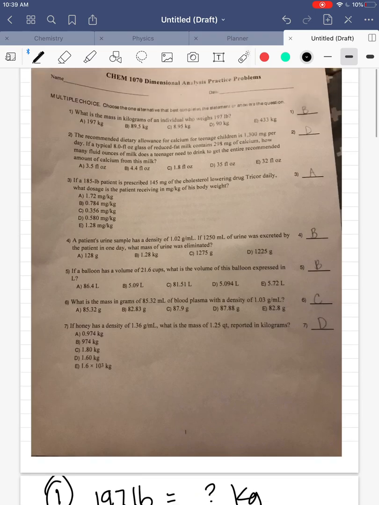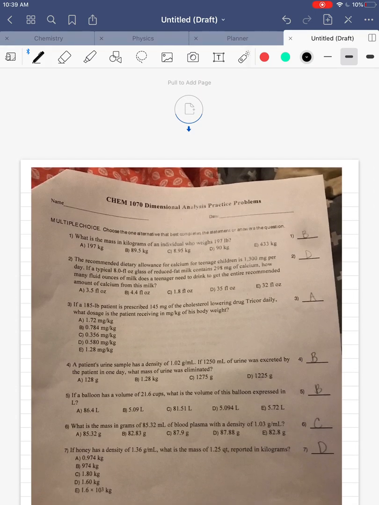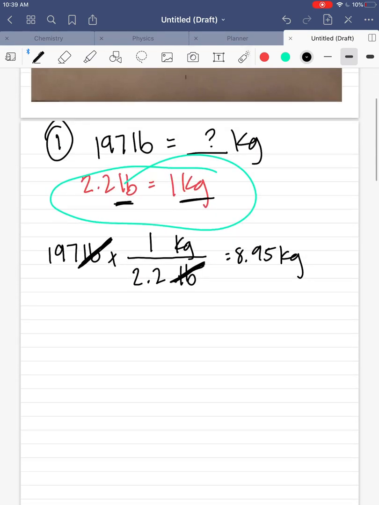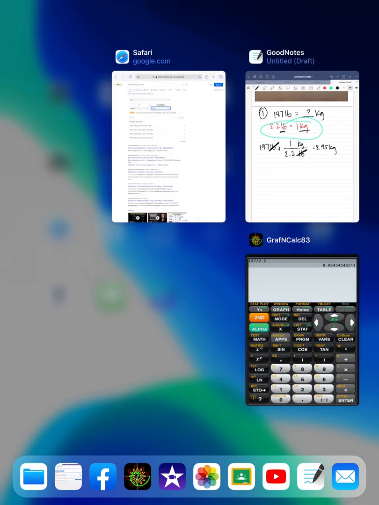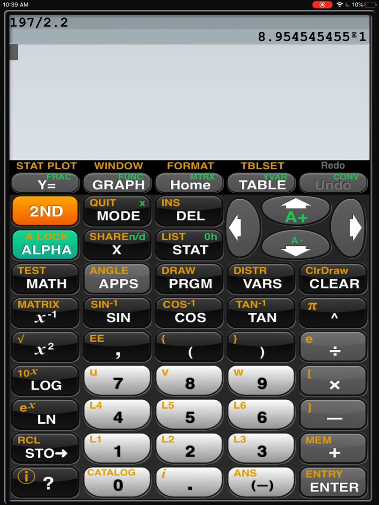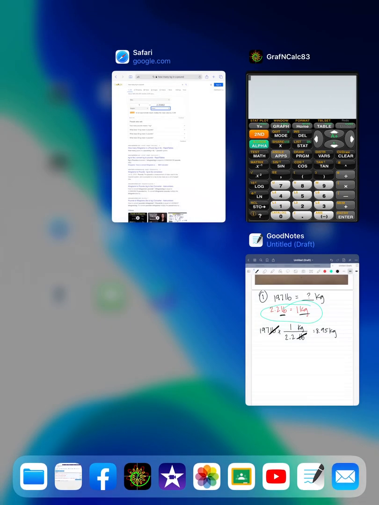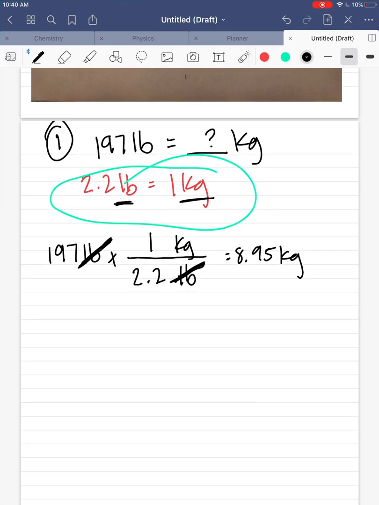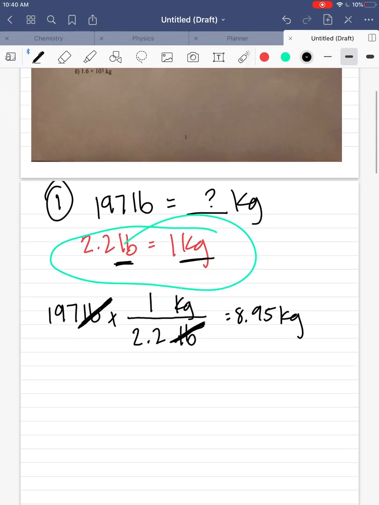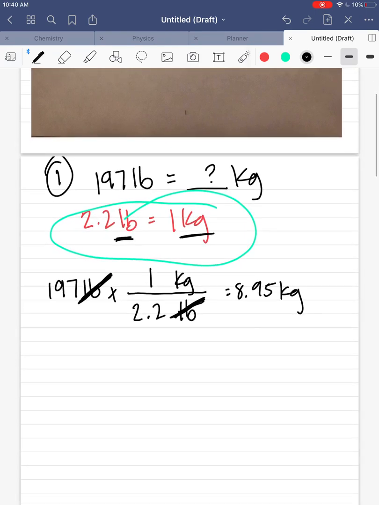Well, it should be around 89.5. Did I just read it wrong? 197 divided by 2.2. Okay. Anyway, that's what the calculator says. We're going to go with... I feel like that conversion factor is not correct.